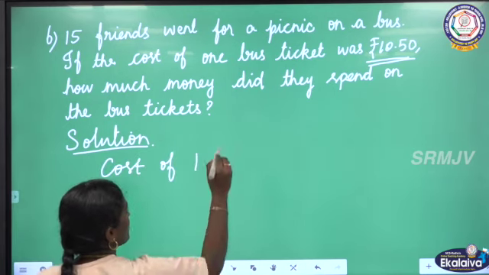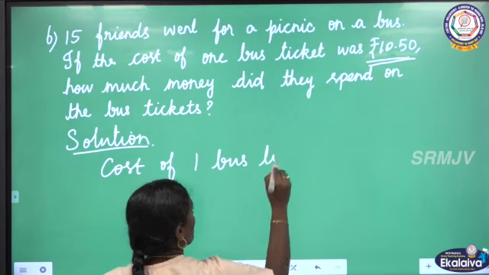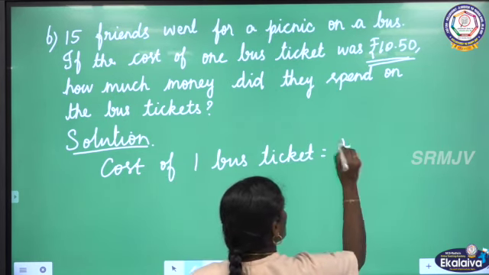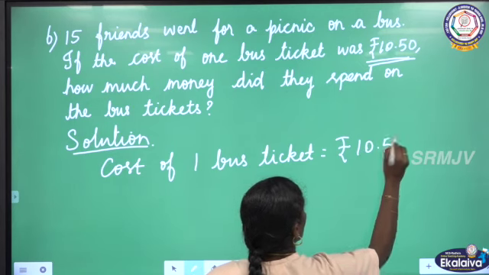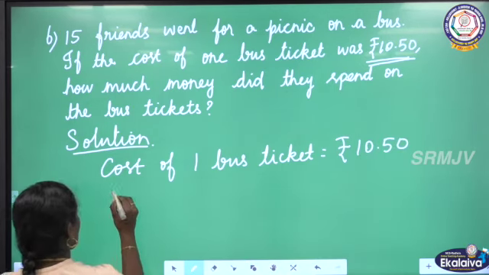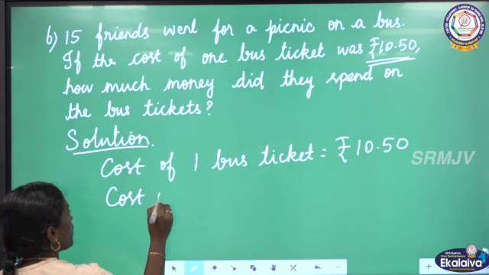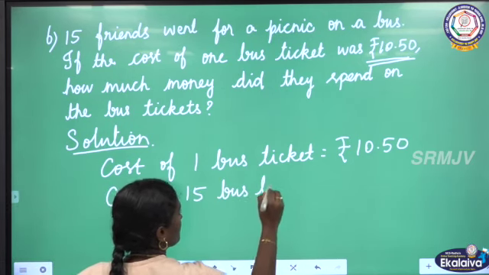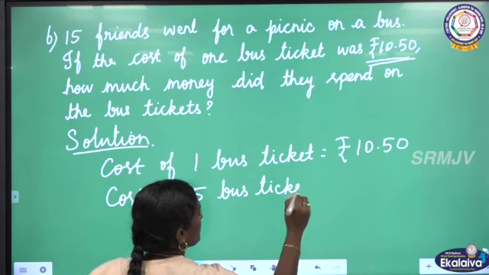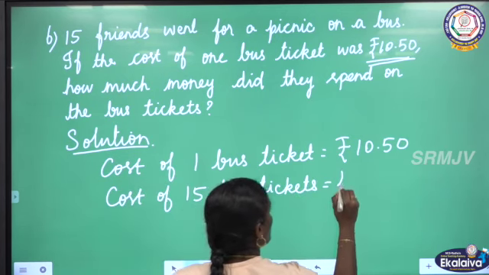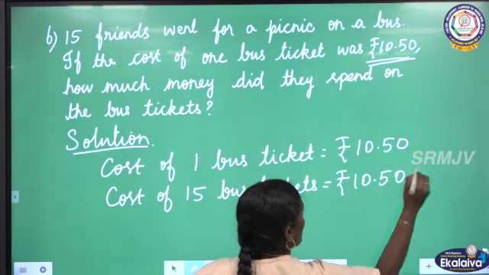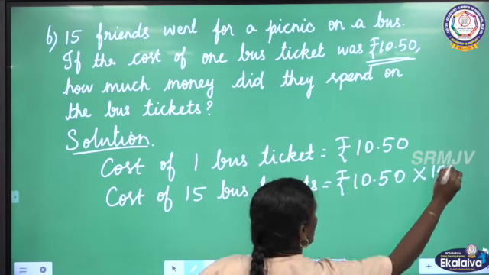Cost of one bus ticket is equal to rupees 10.50. Now we are going to find the cost of 15 bus tickets, which is equal to rupees: cost of one bus ticket, 10.50, into 15.